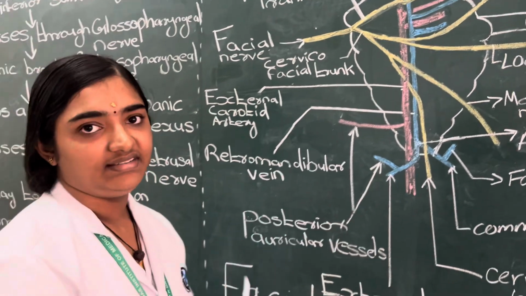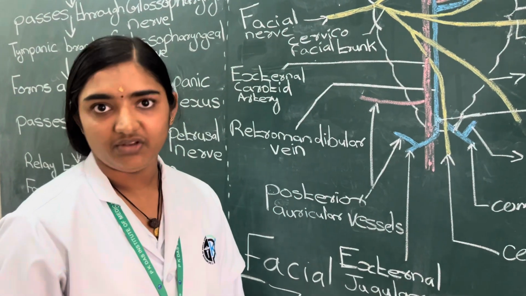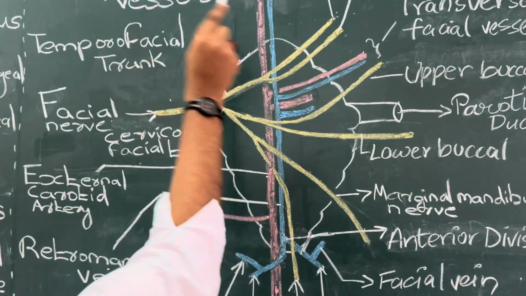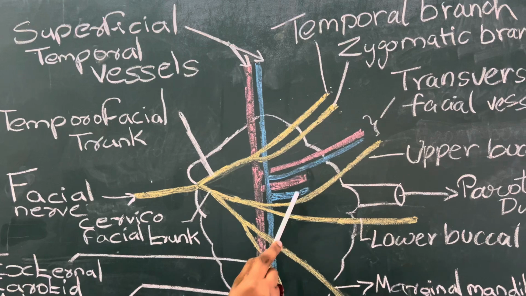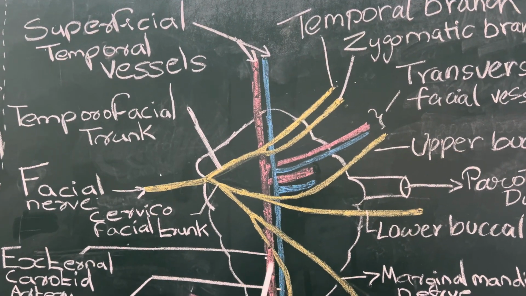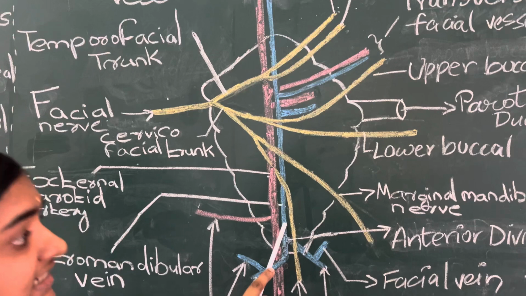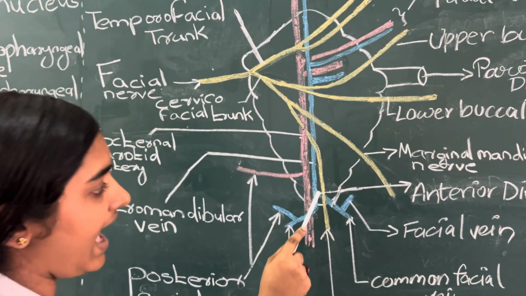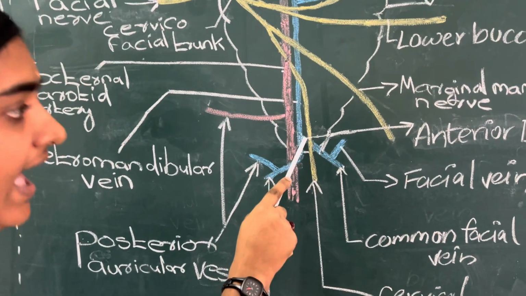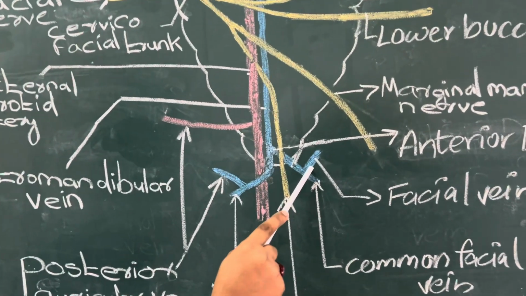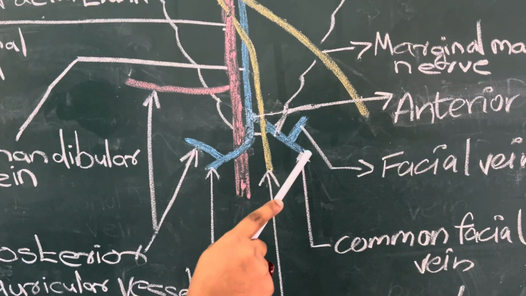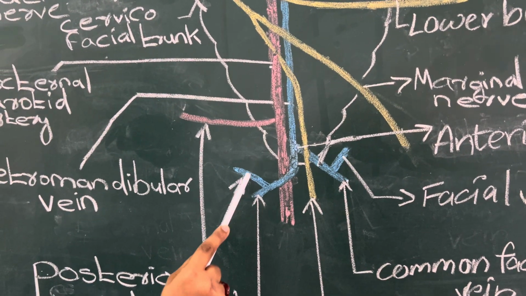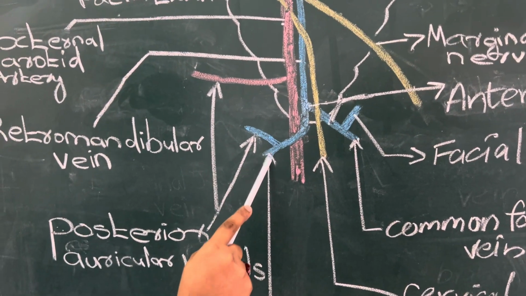Then the second structure is the retromandibular vein. It is formed within the parotid gland by the union of the superficial temporal vein and the maxillary vein. At the lower part of the gland, this retromandibular vein gives two divisions, anterior division and posterior division. The anterior division, along with the facial vein, drains into the common facial vein. And the posterior division, along with the posterior auricular vein, drains into the external jugular vein.